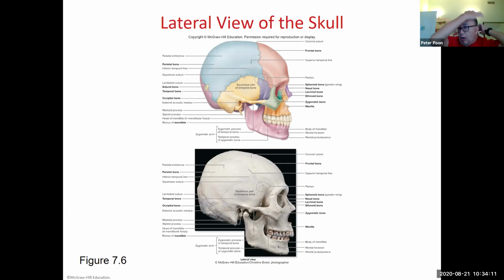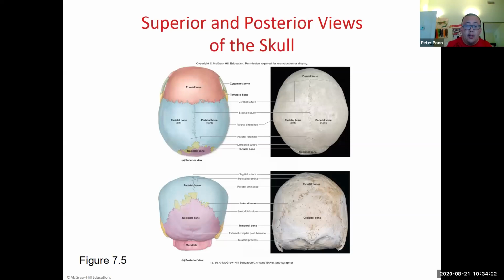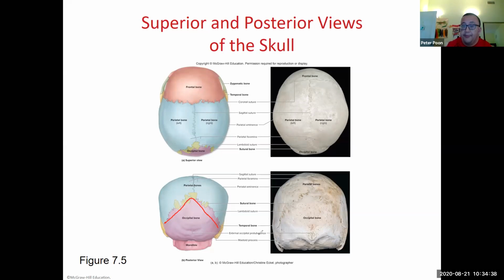This line right here is the squamous suture. Your skull is dome shaped except for this part right here, which is rather flat. Flat is squamous, so squamous suture. This one in the back looks like the Greek letter lambda. So lambda is that. So lambdoid suture.